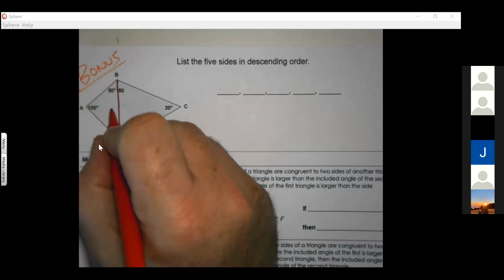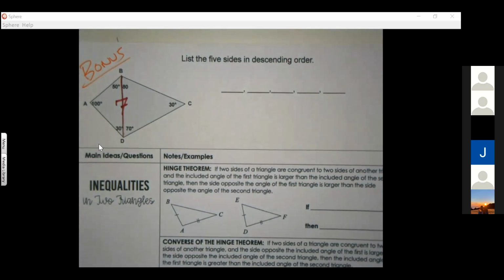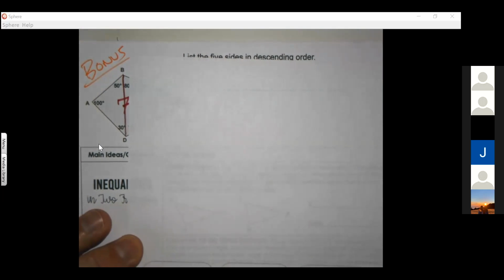So what I'm going to do is put a 7 right here. I'm going to pretend that BD is 7. Is it really 7? No. I mean, it could be. I have no idea. But the reason I do this is to get a relative understanding of the impact. So now I'm going to block off this triangle over here and just treat this as a single triangle. The 7 is opposite 100 degrees.